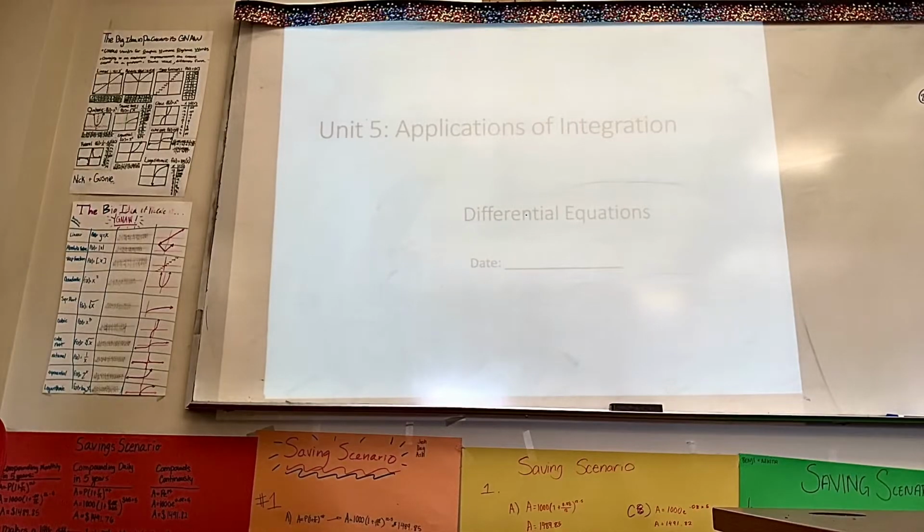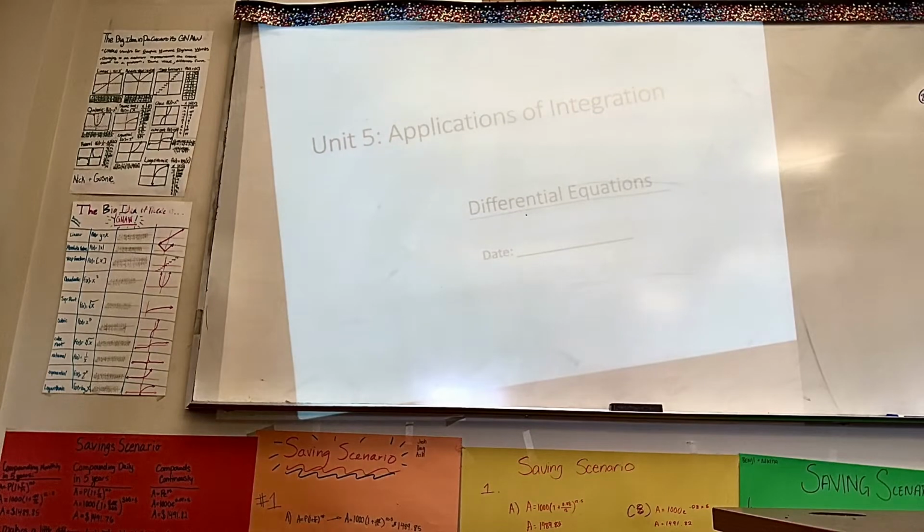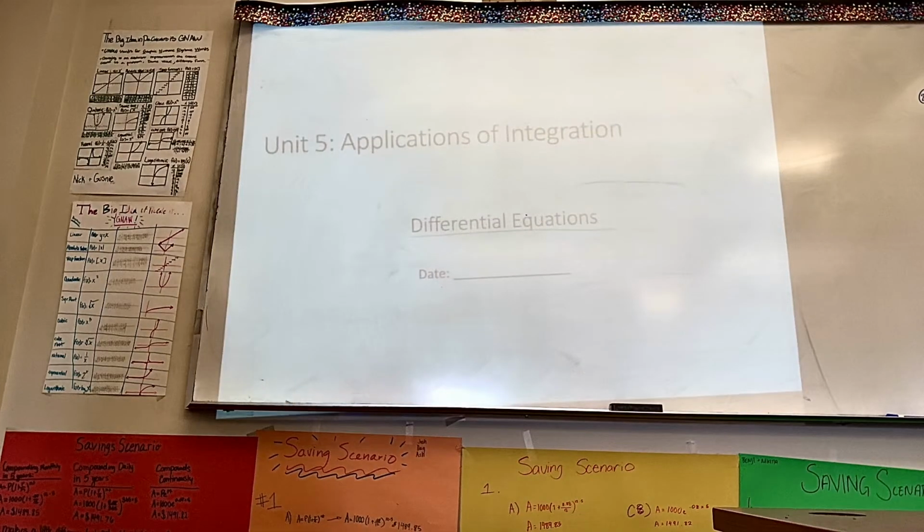All right, so we got applications of integration. So this is on differential equations. In AP Calc, there are many different types of differential equations. In college, there's in fact a whole course called differential equations, DiffEQs. If you're going to be an engineer, you will take it.